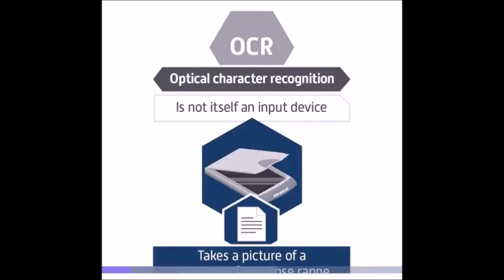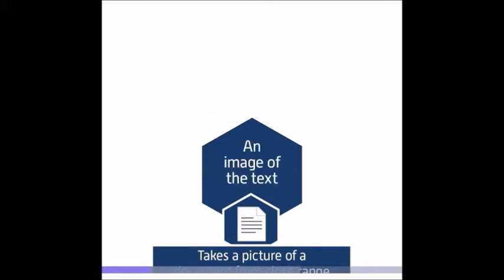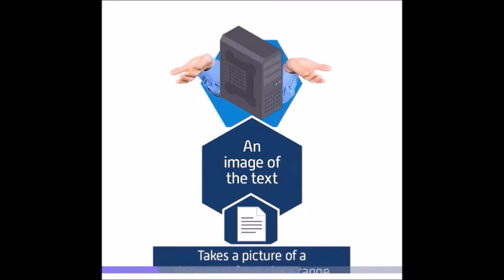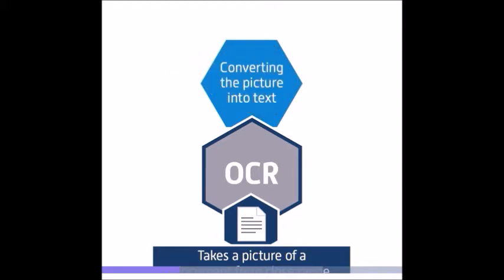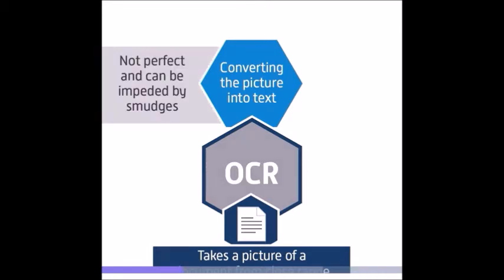A scanner takes a picture of a document from very close range and usually looks like the top half of a photocopier. At this point, the scanned document is simply an image of the text, and the computer does not know which characters make up the text. OCR software is then used to try and interpret the characters in the image, ideally converting the picture of text into simply text. The technology is not perfect and can be impeded by smudges and stains on a page.